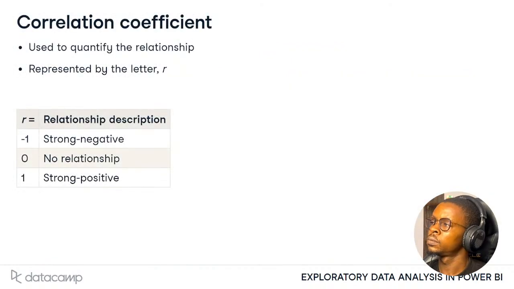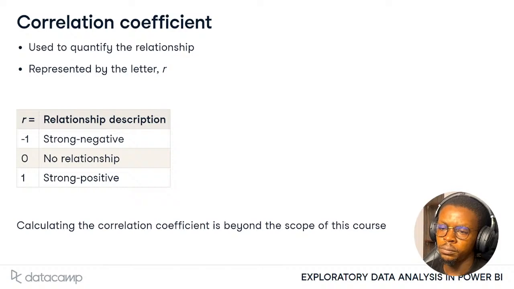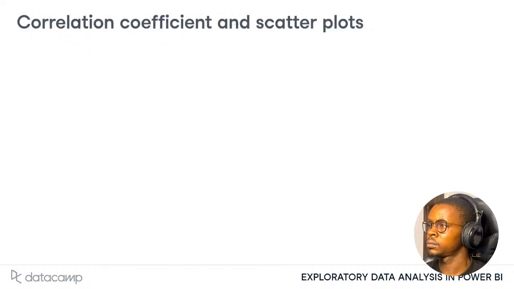Articulating the relationship between two variables from a scatterplot is helpful, but being able to quantify this relationship can bring rigor to your analysis. The correlation coefficient is such a statistic. It ranges in value from -1 to 1, where -1 indicates a strong negative relationship, 0 indicates no relationship, and 1 a strong positive relationship. The details about the calculation are beyond the scope of this course.